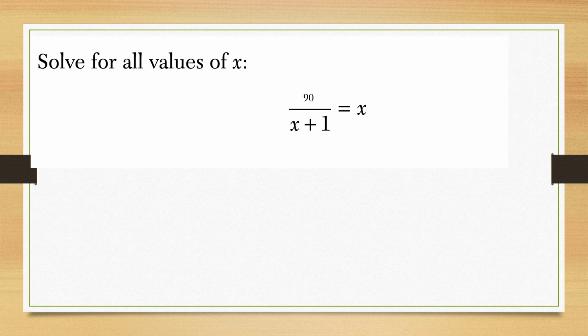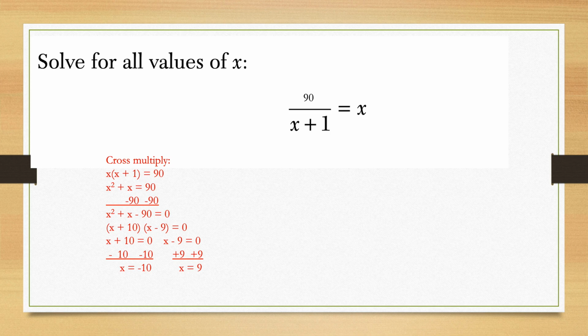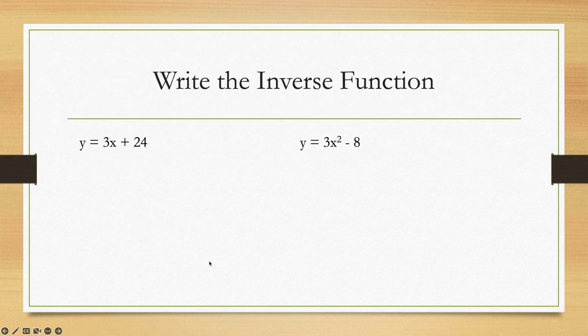Okay, solve for all values of x. Go ahead. Okay, so we're cross multiplying here, and we get x times x plus 1 is equal to 90. Get everything on one side. x squared plus x minus 90 is 0. Factor: x plus 10 times x minus 9. Subtract 10 from both sides, add 9. And there's the correct answers.